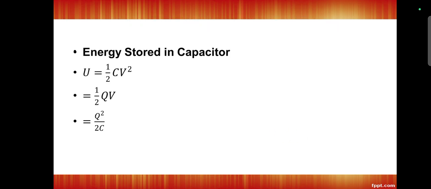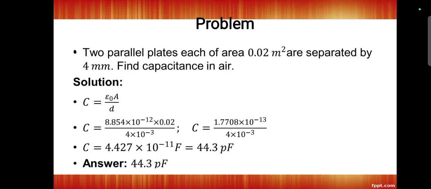The energy stored in the capacitor: let U be the energy stored in the capacitor. It is noted as U is equal to 1 by 2 CV square, that is equal to 1 by 2 Q into V. So Q square divided by 2C is the energy stored in the capacitor.